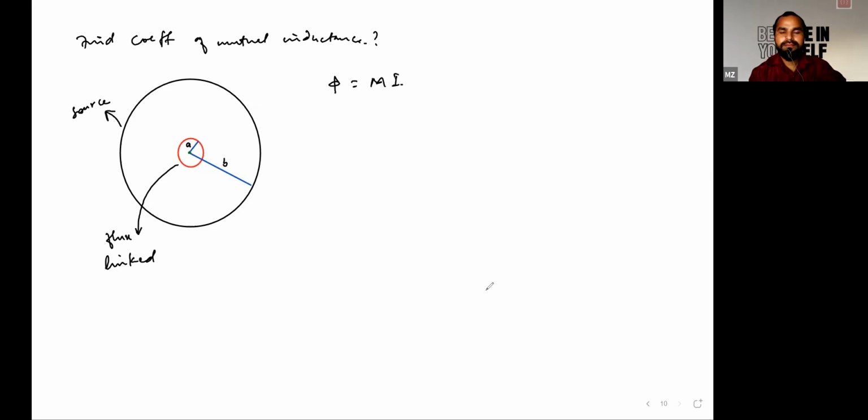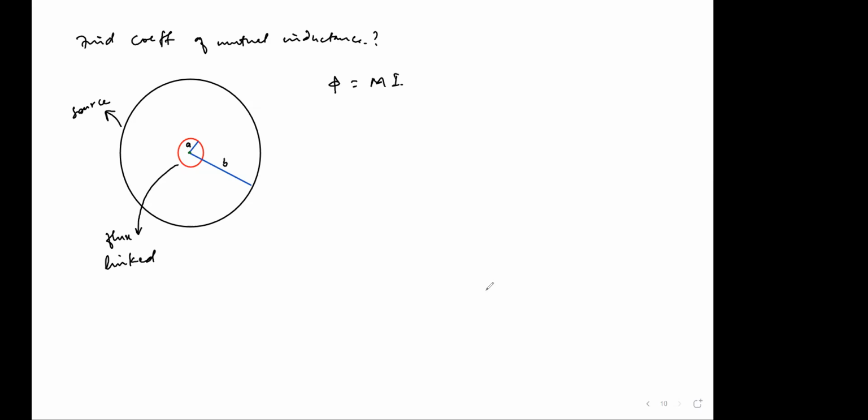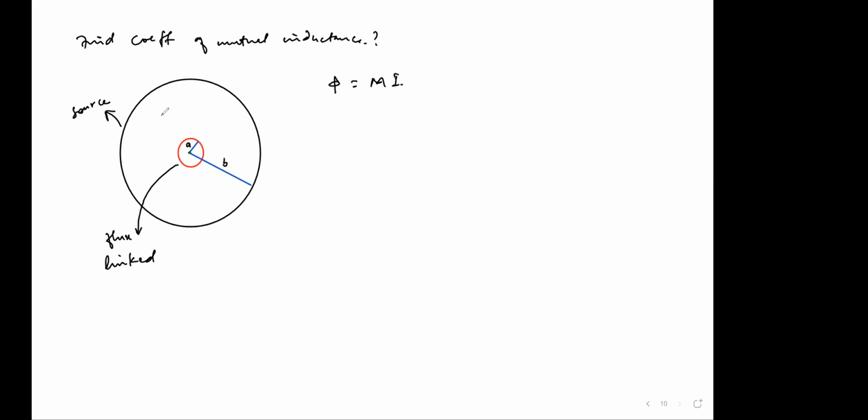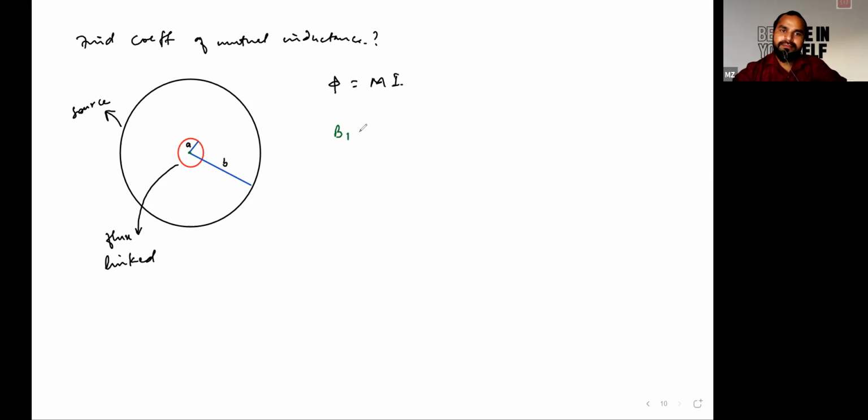Mu naught I by 2 pi. No, it should be 4 pi. Oh, yes, yes. So source will generate magnetic field equals mu naught times current divided by 2 times R. And R here for the source coil would be B. So we have magnetic field.